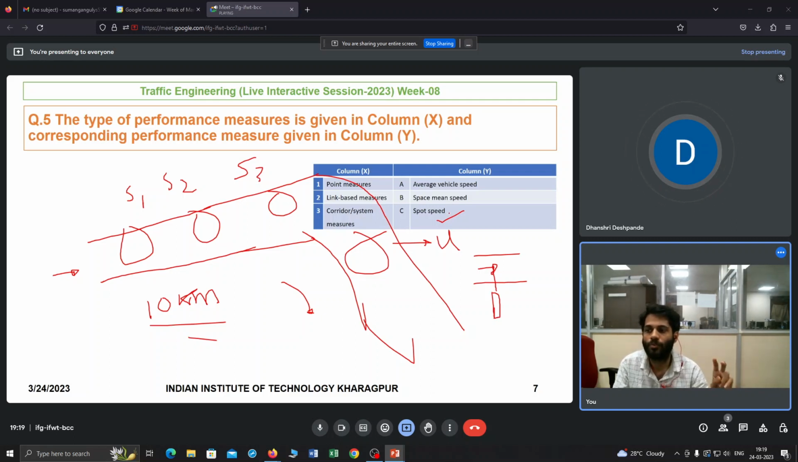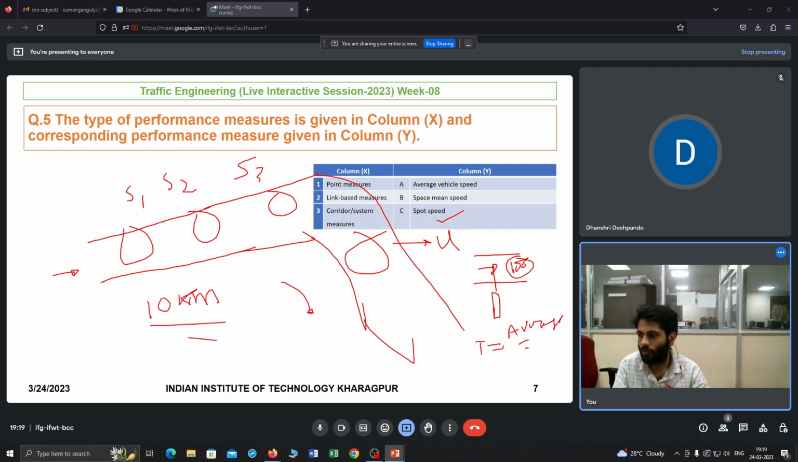If you remember how you calculate the time mean speed: suppose I have 100 samples and I got 100 speeds of different vehicles. Now if I have to calculate the time mean speed, it's simply an average of all the samples. You add your speeds and divide by 100, so you get an average speed. So it's a spot speed, and we can also consider it a time mean speed.